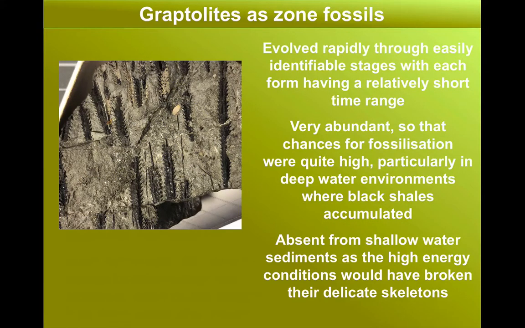Now, graptolites are useful zone fossils because they evolved rapidly through stages that we can identify quite easily. Each of these different types had a relatively short time span. They occurred in huge numbers, and as a result, perhaps more so than the robustness of the animal, the chances of fossilization are quite high, particularly in the anaerobic environments we find in the deep ocean sediments. They're very uncommon in shallow water. High energy environments would really destroy these animals as fossils.